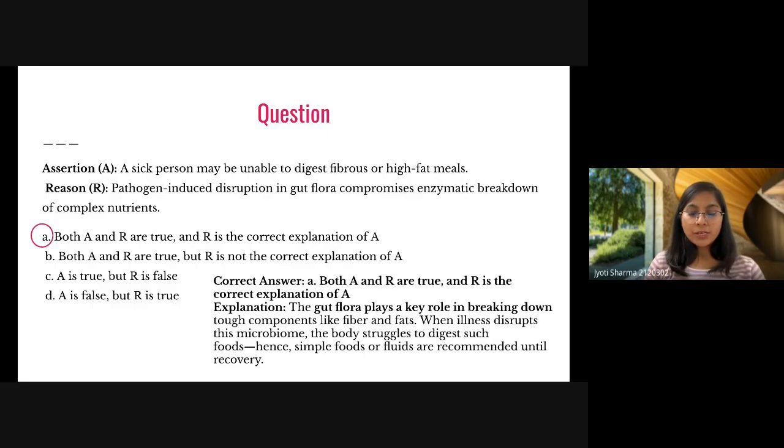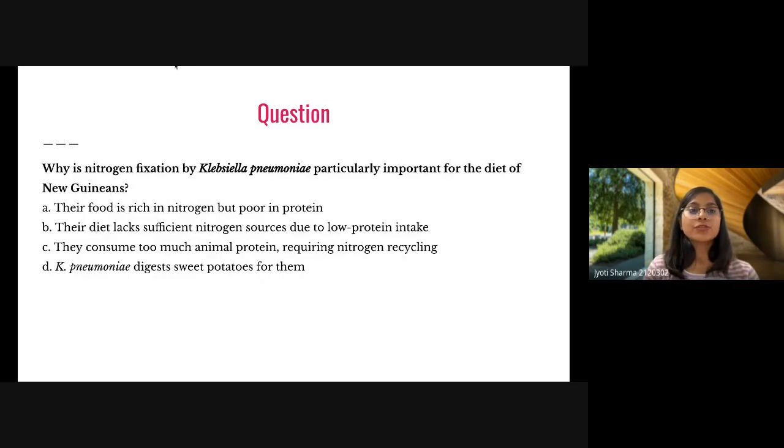So the explanation here is the gut flora plays a key role in breaking down tough components like fiber and fats. When illness disrupts this microbiome, the body struggles to digest such foods. Hence, simple foods or fluids are recommended until recovery. And you already have given the right answer. So let me go to the next question.